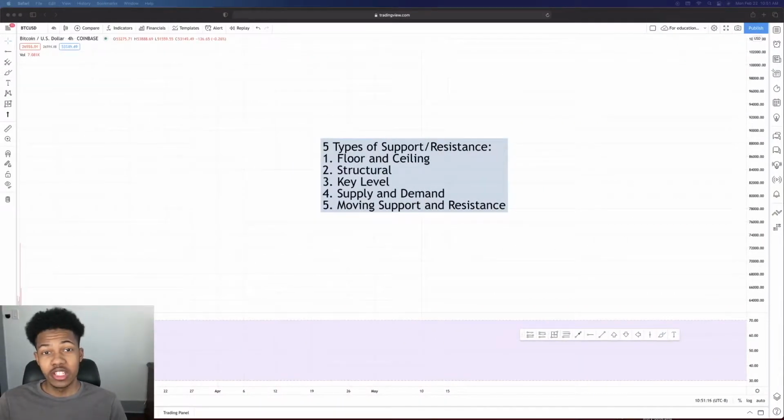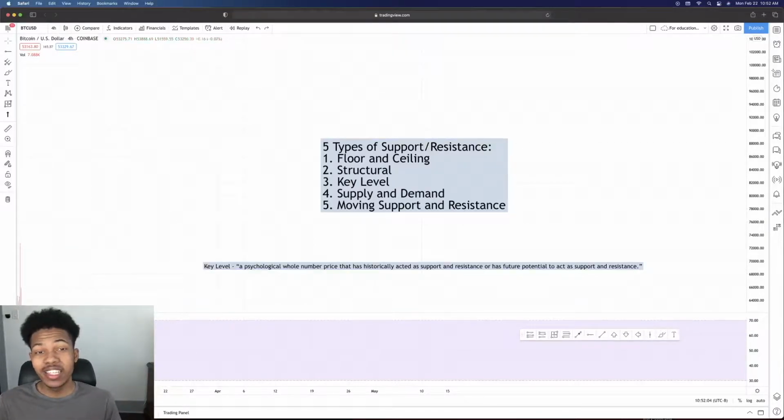So before I start explaining how to find and draw these key levels, I'm first going to explain how I categorize my support and resistance. So I usually break it down into 5 types of support and resistance. This is your floor and ceiling, structural, key level, supply and demand, and moving support and resistance. However, like I said, for today's video, we'll only be talking about key level support and resistance.